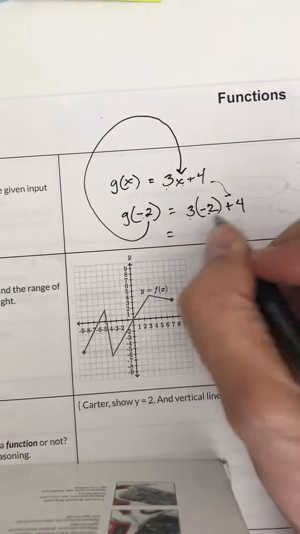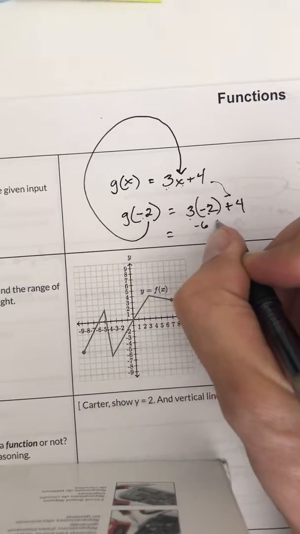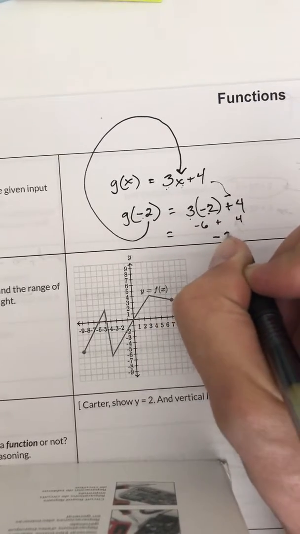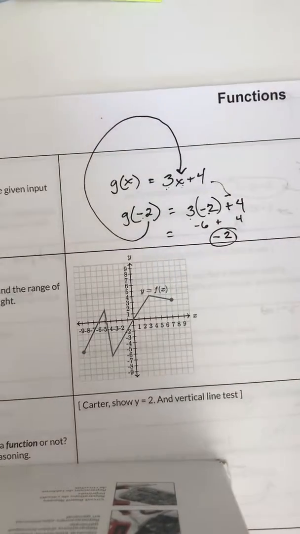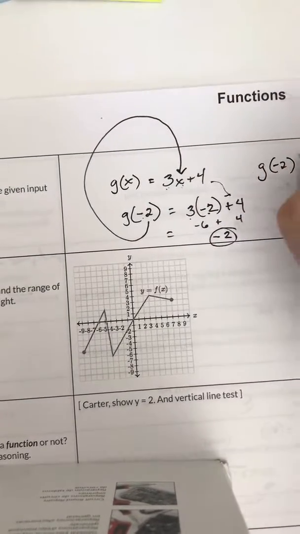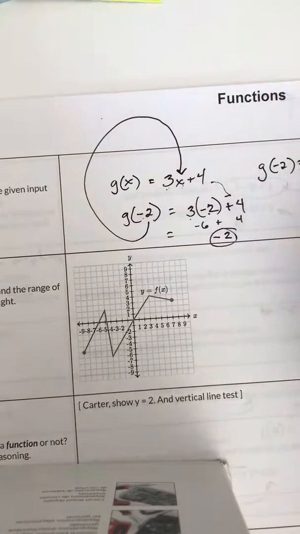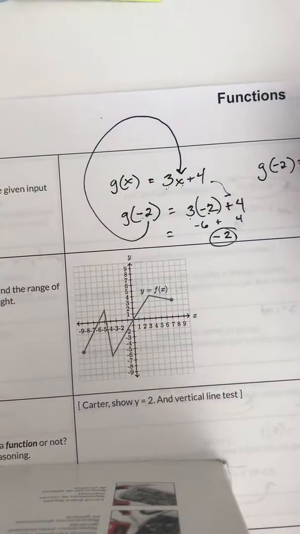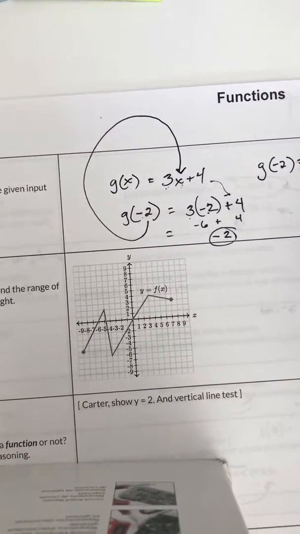3 times negative 2 is negative 6, plus 4. Negative 6 plus 4 equals negative 2. So that means that g of negative 2 is negative 2. So if we were going to put this on a graph or something, the point negative 2, negative 2 would be in our solution.